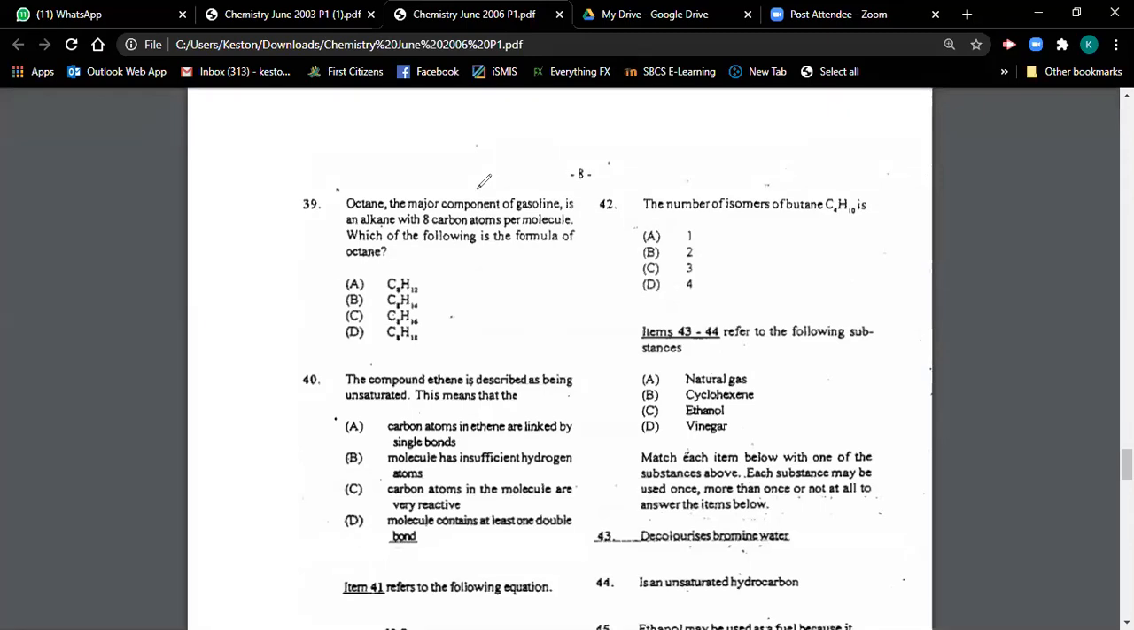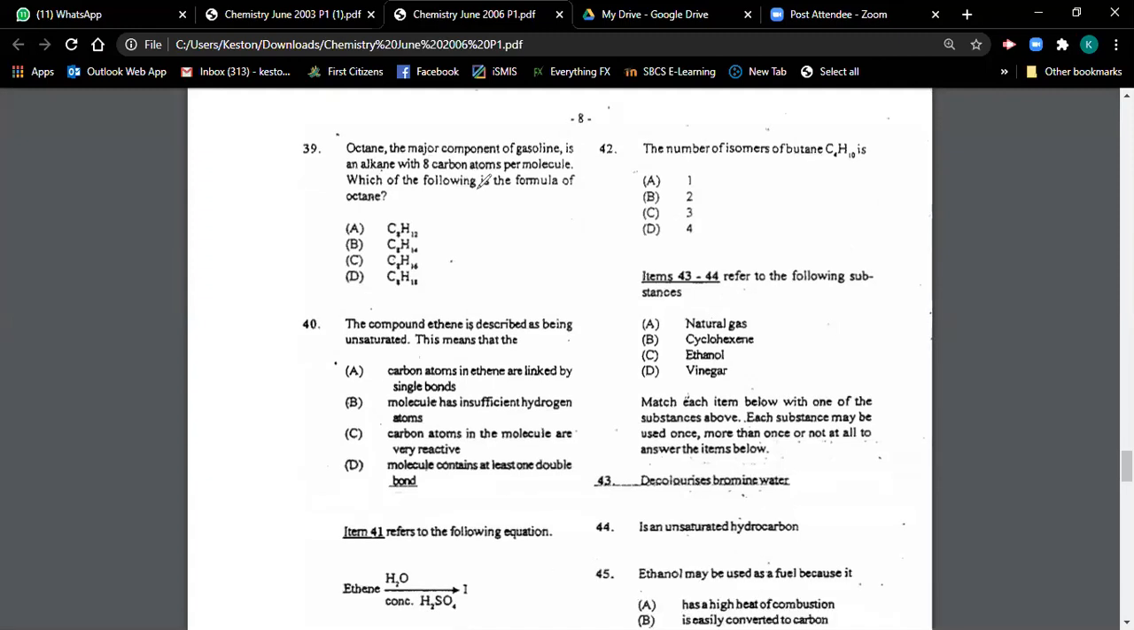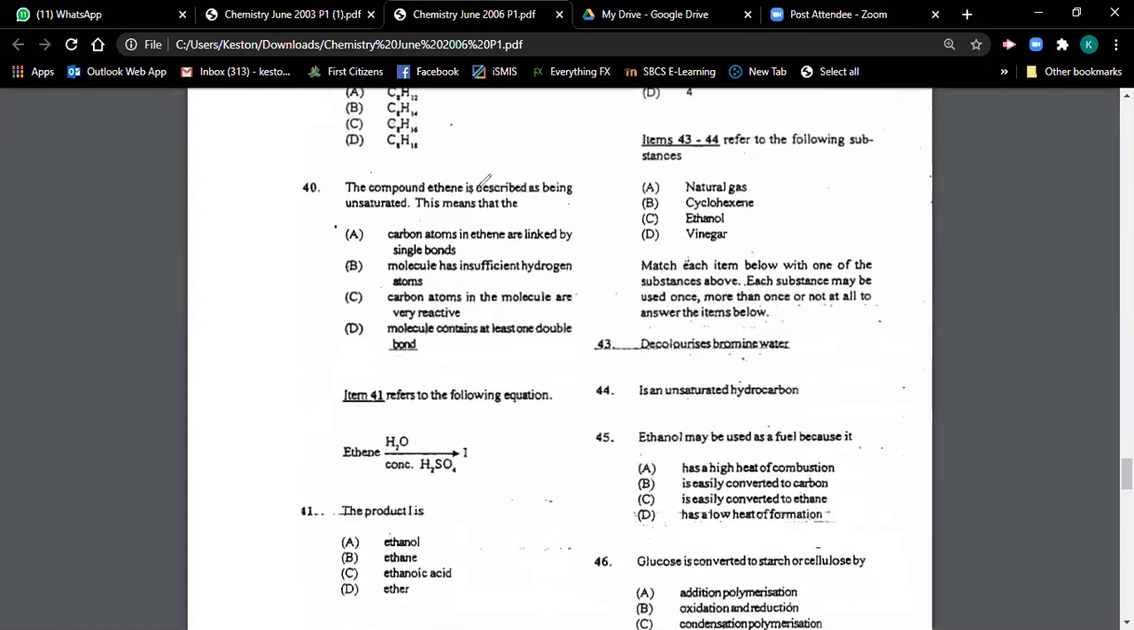40. The compound ethene is described as being unsaturated. This means what? Yeah, unsaturated means that it contains at least one double bond.